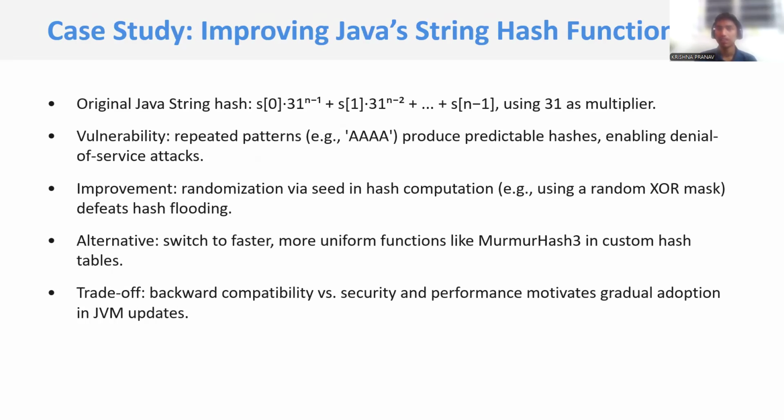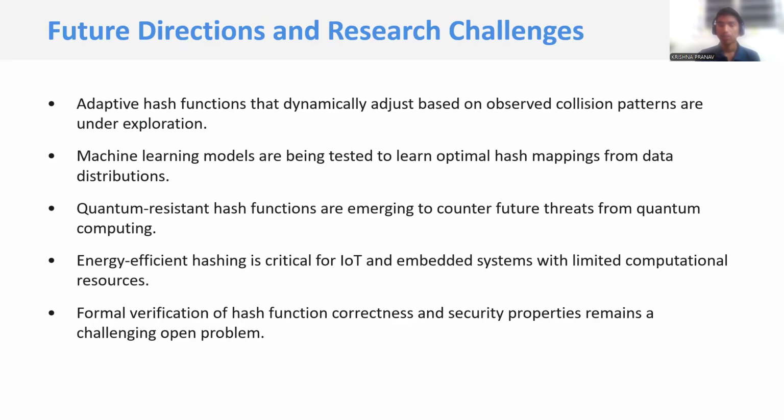Improving Java string hash functions. The original Java string hash is s0 * 31^(n-1) + and so on, using 31 as multiplier. Alternatives include switching to faster, more uniform functions like MurmurHash3 in custom hash tables. Trade-off: backward compatibility versus security and performance motivates gradual adoption in JVM implementations.